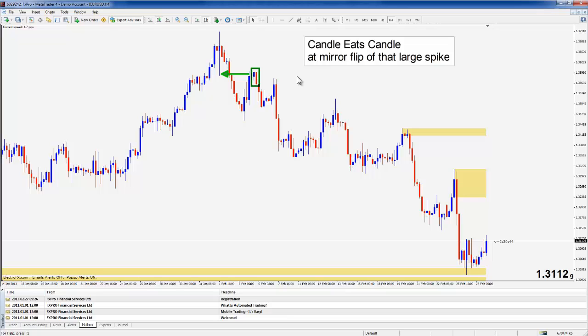The first one I've outlined is a candle eats candle. I call it a KEK for short. I've also pointed out that this just happens to be a 3-point turn, really at the mirror flip of that large spike, which was clearly a big area, because right beside it you can see a small supply demand area also. So that's a really good location for this to be happening. It's counter trend on the longer term wave scale, but we have a nice 3-point turn to back up the turn of that longer wave, even though it is counter trend. We got evidence to back up its turn.